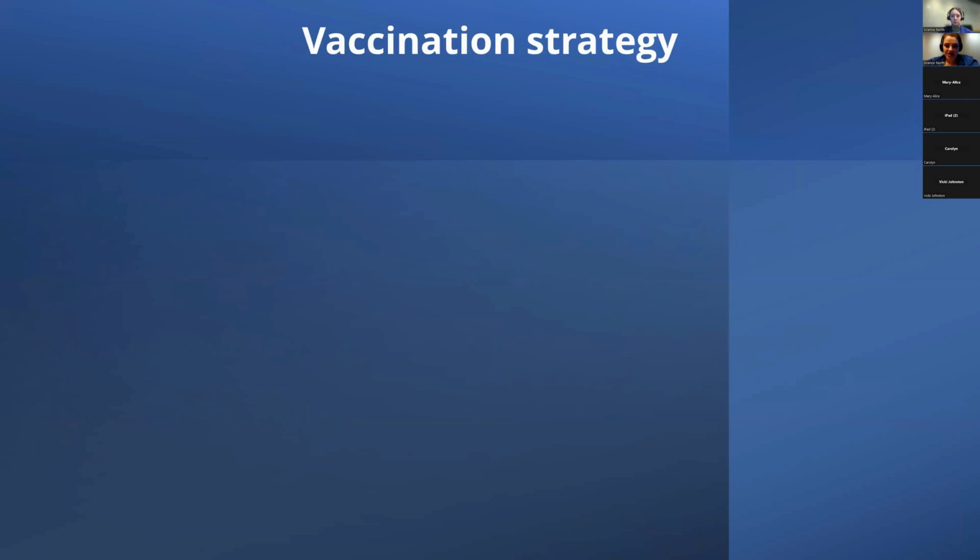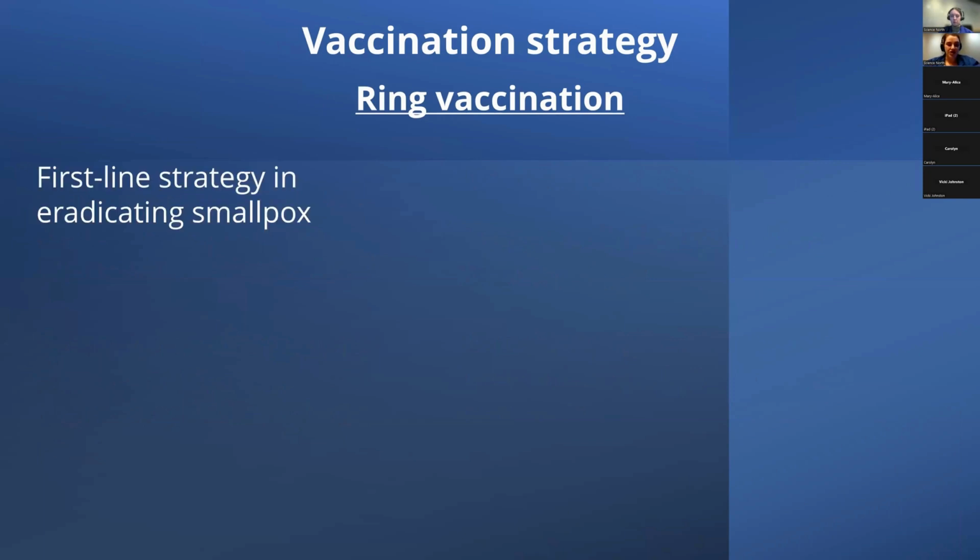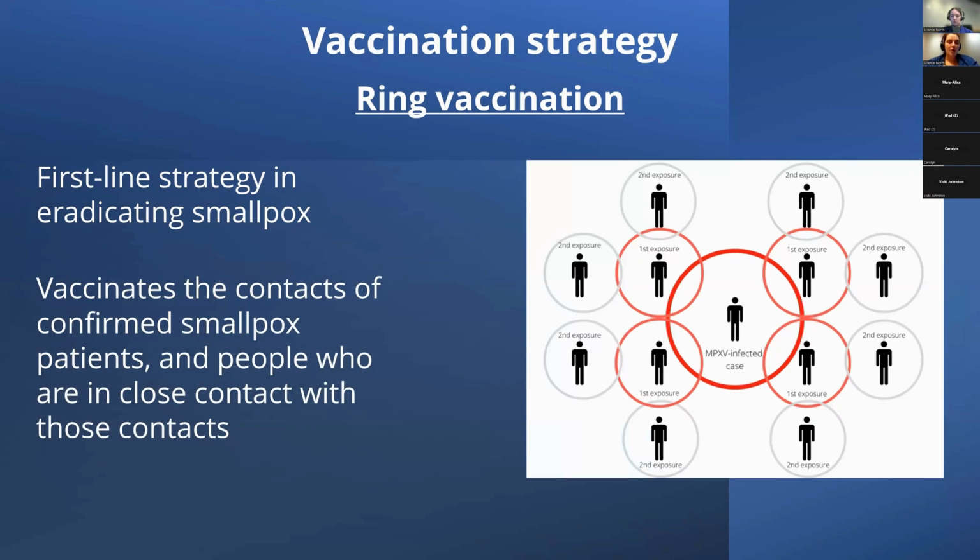Speaking of techniques or strategies, there was a very interesting strategy called ring vaccination. It was the first line strategy in eradicating smallpox. Instead of just vaccinating people, they vaccinated the direct contacts, and then the people in close contact with those contacts of people who had actually been infected with smallpox. So essentially, when there was an infected case, they protected everybody who was in direct or close contact with that case. This is a little bit different than what we have now.